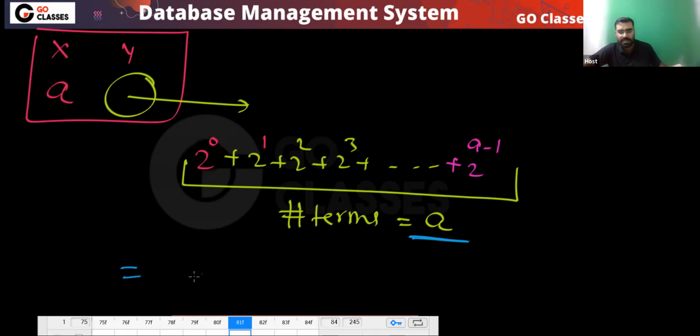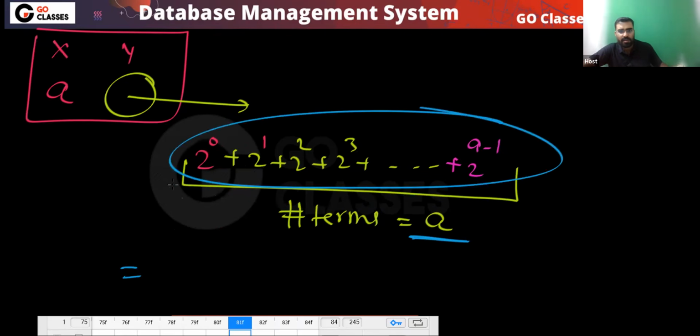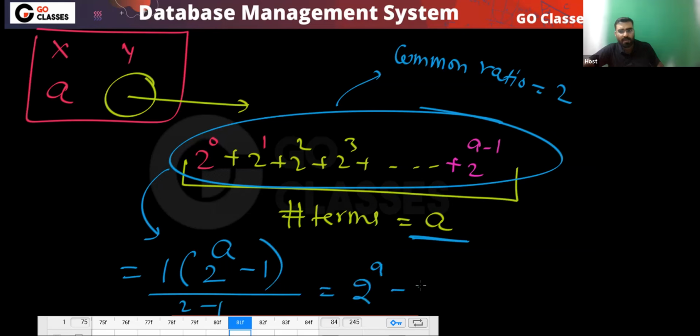Now if you do the summation of this series, what will this series become? This is your first term multiplied by common ratio power number of terms minus 1, divided by common ratio minus 1. Here the common ratio is 2. So the answer will be 2 power a minus 1. So this value will be 2 power a minus 1.